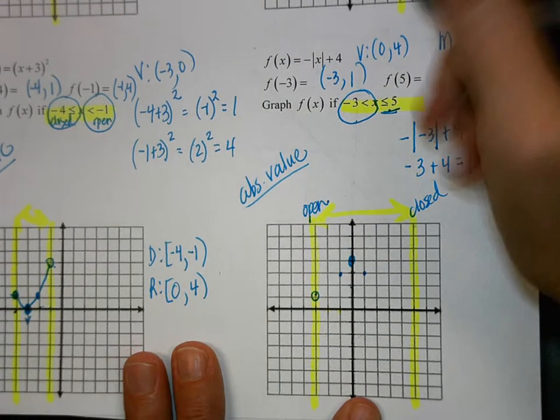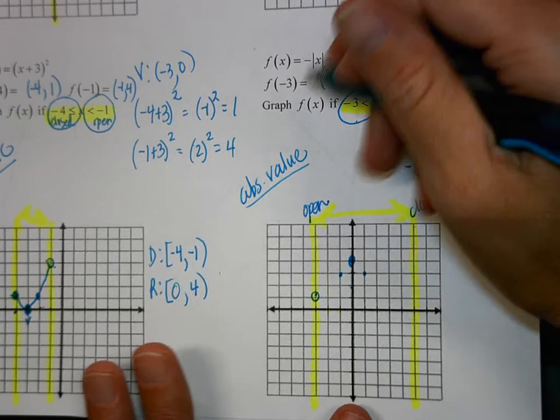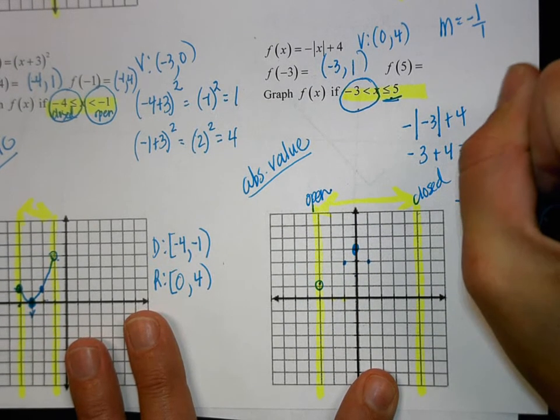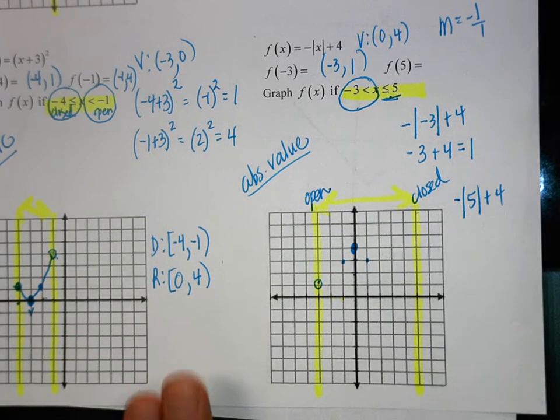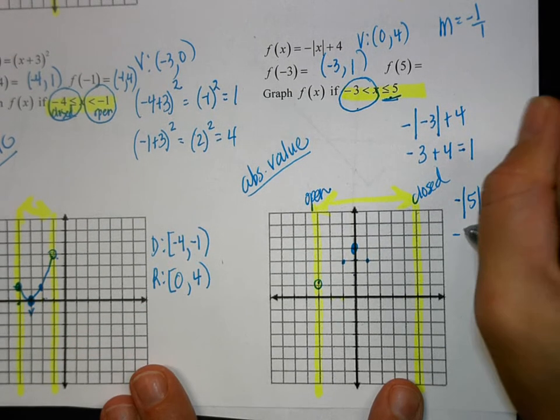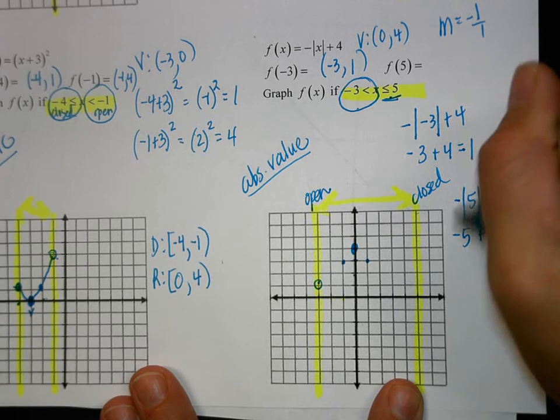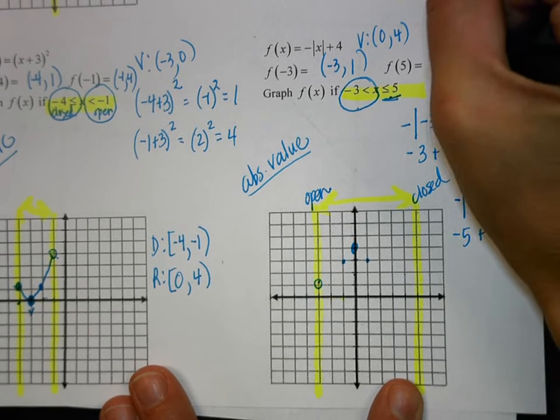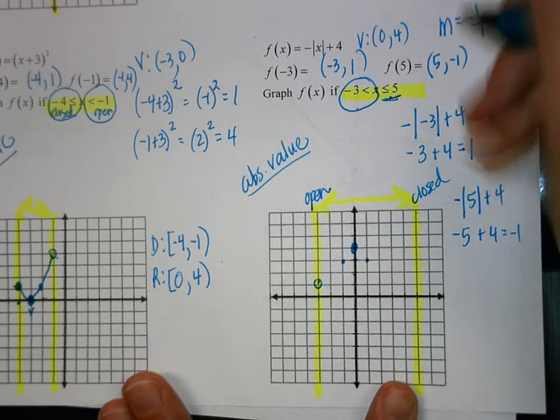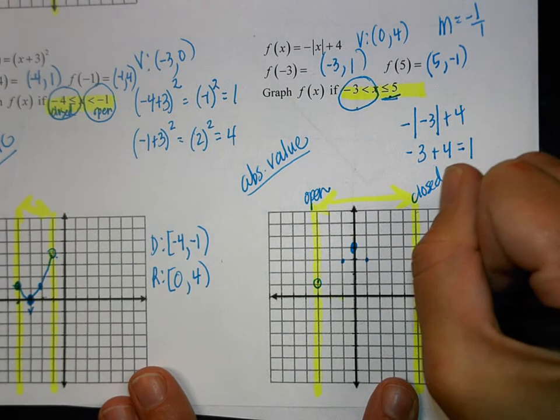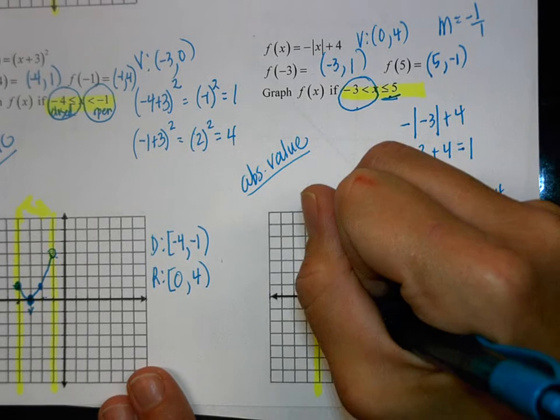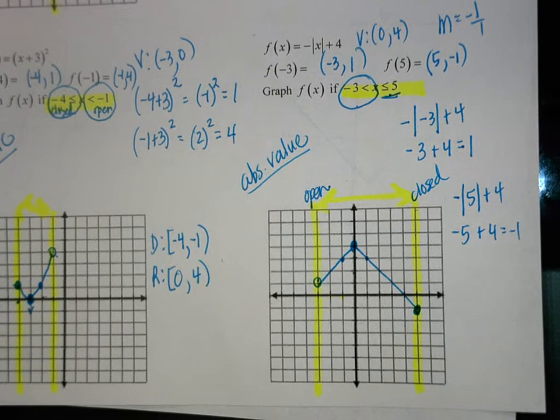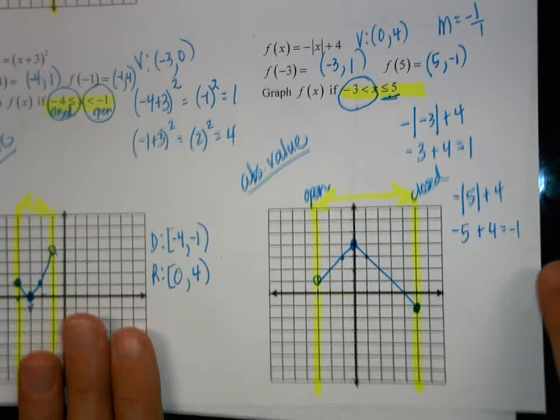So now I'm going to plug in 5 into here to see what's happening at 5. So we have negative absolute value of 5 plus 4. What's the absolute value of 5? 5. So we have -5 plus 4 because the negative outside stays there. And -5 plus 4 makes -1. So this is 5, -1. And we already know it's closed. And so now we can draw our lines. And we're done there. Do you want to ask me any questions?